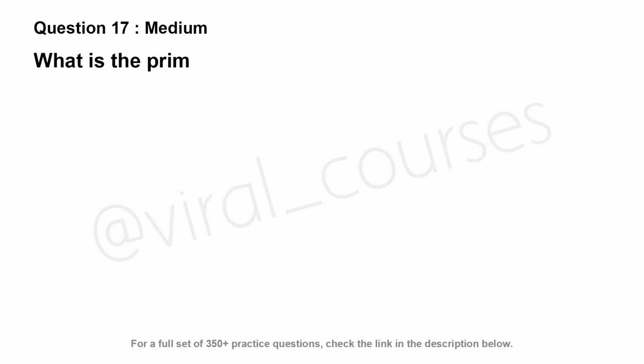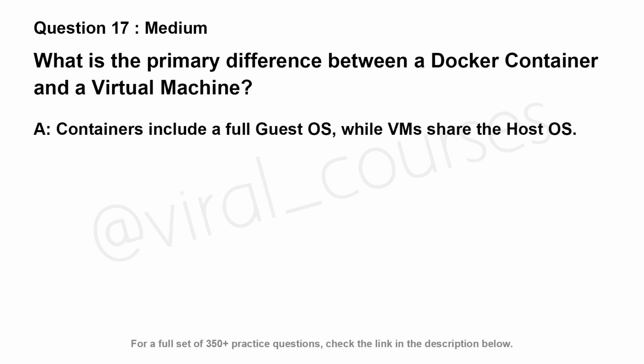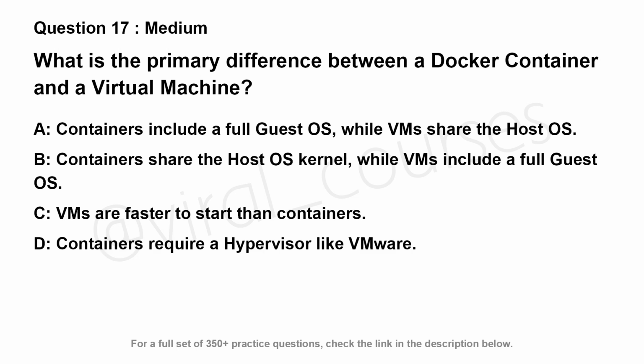What is the primary difference between a Docker container and a virtual machine? Option A. Containers include a full guest OS, while VMs share the host OS. Option B. Containers share the host OS kernel, while VMs include a full guest OS. Option C. VMs are faster to start than containers. Option D. Containers require a hypervisor like VMware.